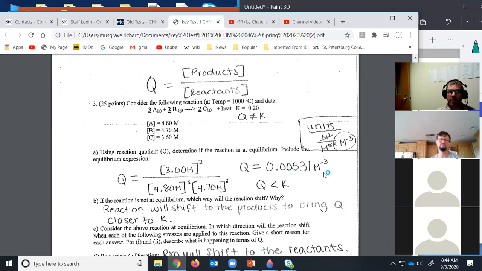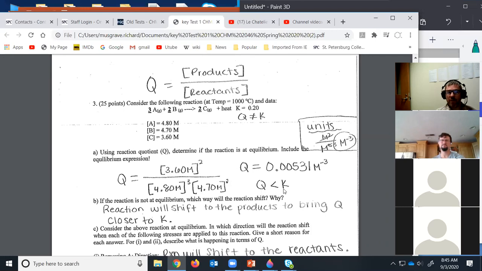You'll notice the student put a unit here for Q, but you don't really need a unit. You don't need a unit for Q or K. You can include the unit if you want to, but you don't have to. So the normal formula for Q is c squared over a cubed times b squared? For this reaction, yeah, just for this reaction, Alyssa. It's going to change depending upon the reaction you've got. Gotcha. But it's always products over reactants, and it's always to the power of the coefficient.